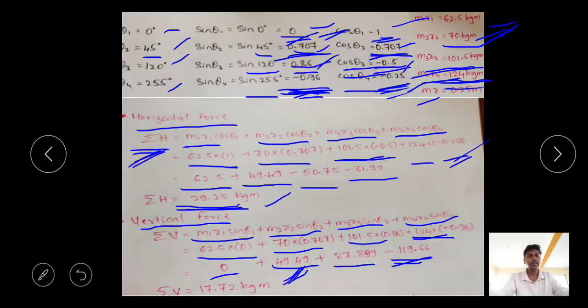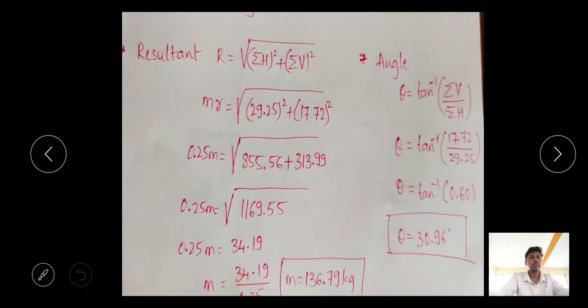If you take all these problems, all the problems have a similar procedure. So you just need to understand the procedure and solve one or two problems, so that you can easily score here, because it is the same procedure. Next we will go to the next part of the problem, that is finding the resultant. Resultant is given by square root of delta H squared plus delta V squared, where delta H is horizontal force and delta V is vertical force.